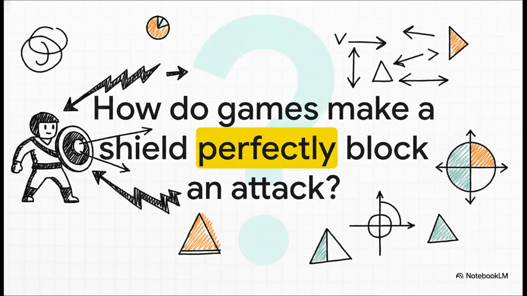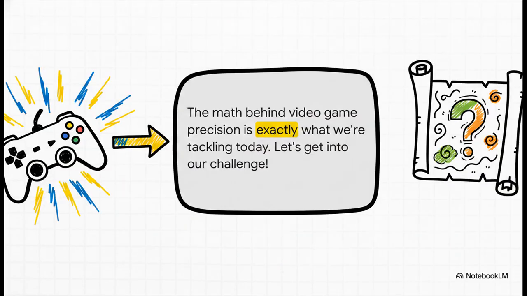Ever wonder how in your favorite video game, a character's shield can just perfectly block an attack? Like, no matter what angle it comes from? Well, that's not magic. It's all math. And believe it or not, the math that makes that kind of precision possible is exactly what we're going to tackle today. So let's get right to our challenge.